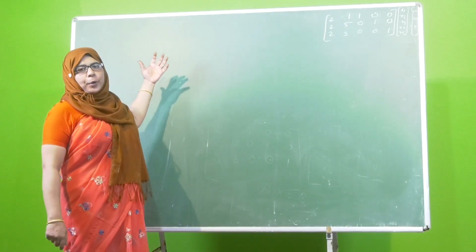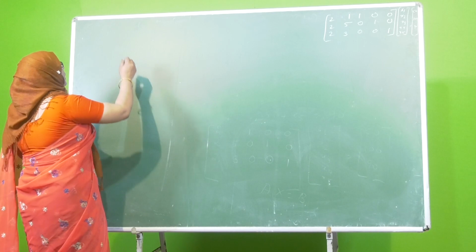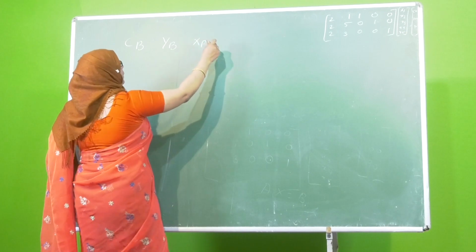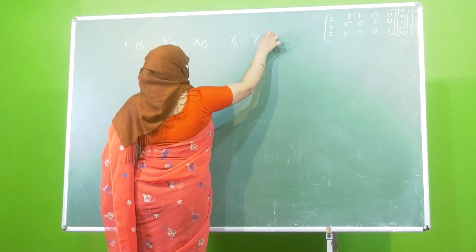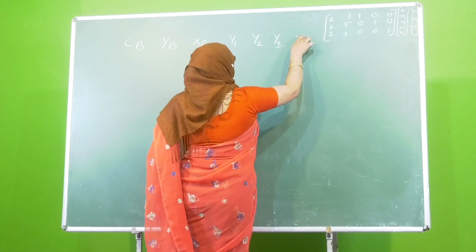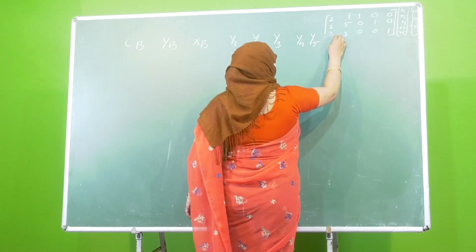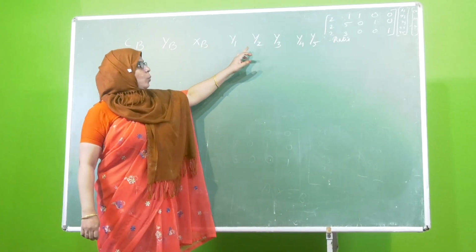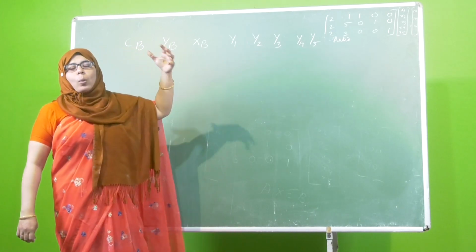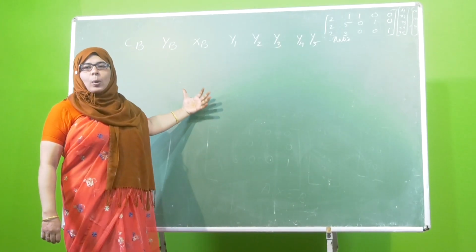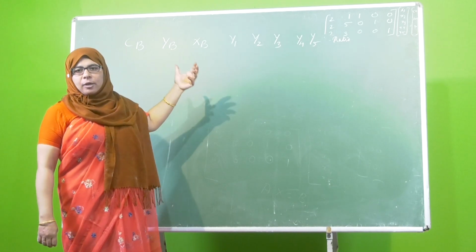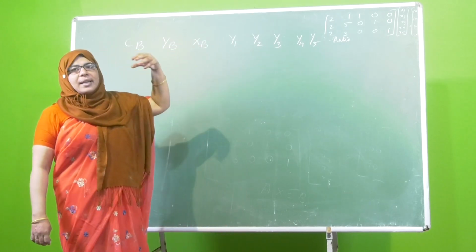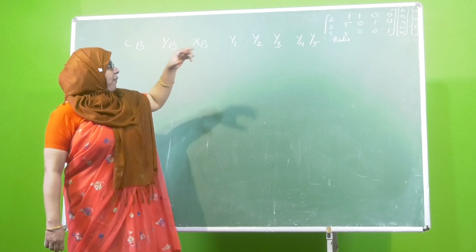Now, we are going to proceed in tabular form. What we need is the columns CB, YB, XB, Y1, Y2, Y3, Y4, Y5 and ratio. What is meant by Y1, Y2, Y3, Y4 and Y5? They are the variables given in the problem, written as Y instead of X1, X2, X3, X4 and X5.